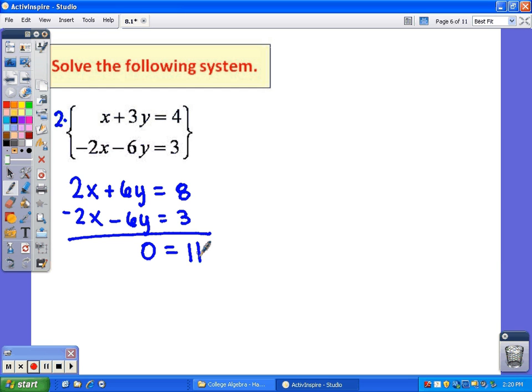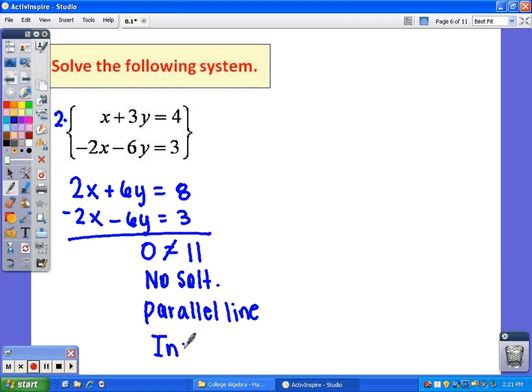Both the x and the y are eliminated, and you're left with just a statement. When this happens, you're going to have to look at your statement and decide if it's a true statement or a false statement. Well, in our case, 0 does not equal 11, so it is a false statement. If it is a false statement, that means that there is no solution, which means that they are parallel lines. They don't have any points in common, which would tell us that this is an inconsistent system.